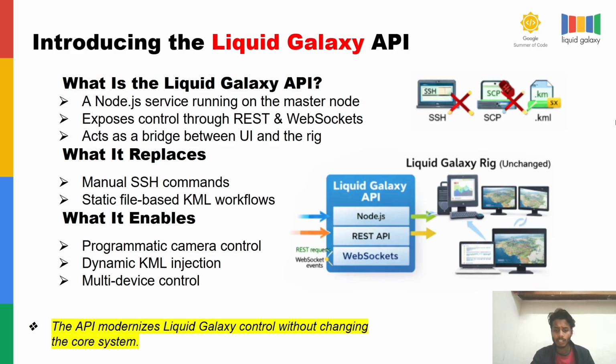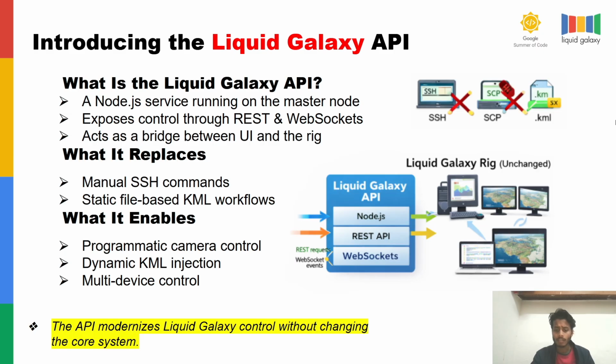For example, camera control becomes programmatic. You can move the camera using code, not by file. A KML is no longer something that you store and copy. It becomes dynamic and injected directly into the system when needed. And because everything goes through the API, you are no longer limited to a single controller. Multiple devices can control at the same time, through a tablet, laptop, or a control panel, all talking to the same rig in a clean and consistent way. The most important part is this: the API modernizes Liquid Galaxy control without breaking anything. It keeps what already works and replaces what was slowing us down.